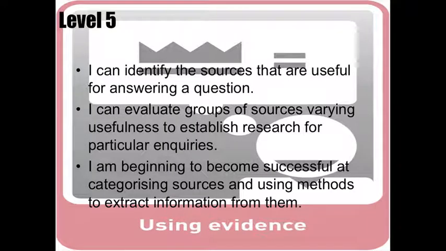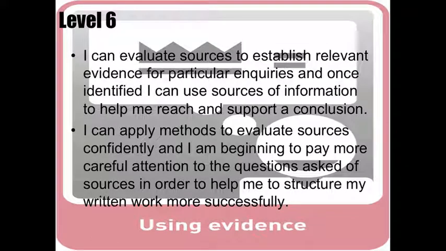Level 5. Students can identify the sources that are useful for answering a question. Students can evaluate groups of sources for varying usefulness to establish research for particular inquiries. Students are beginning to become successful at categorizing sources and using methods to extract information from them. For example, the Spanish Armada essay, where students are required in Year 8 to determine what causes led to the failure of the Armada by categorizing a disparate range of sources into separate headings in order to provide paragraph structure for their work.